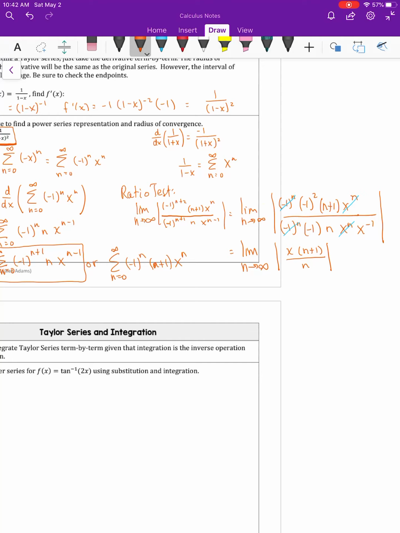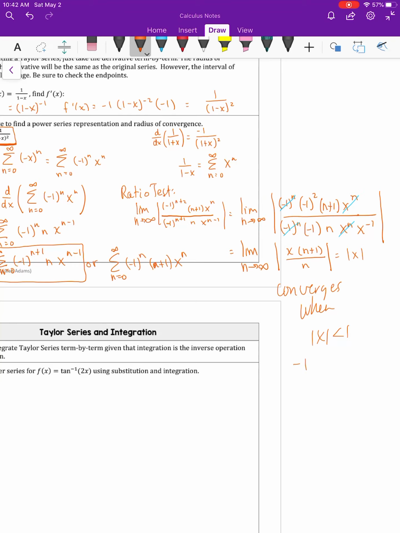And you really don't need that negative 1 because it's going to take absolute value. So if you wanted to, you could just go like that. But if you want to leave the negative 1, leave the negative 1. It doesn't matter. All right. So now n over n goes to 1. So this is going to be absolute value of x.